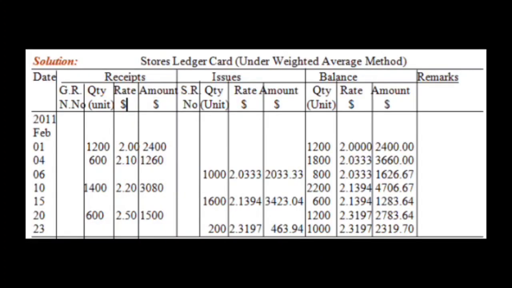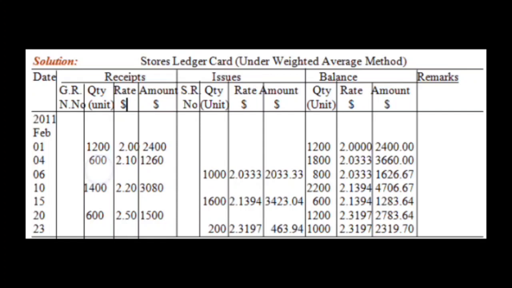Now let us take a look at the weighted average method. The weighted average method shall be calculated on average cost. The inventory shall be kept at average cost. First of all, let us see that on 1st February, the company has 1200 units at 2 rupees, and the total cost shall be $2,400. Now this inventory shall be kept at balance.